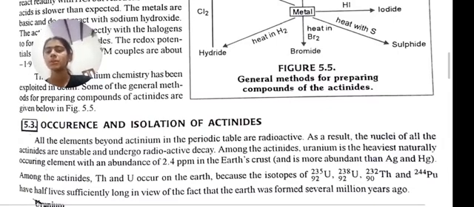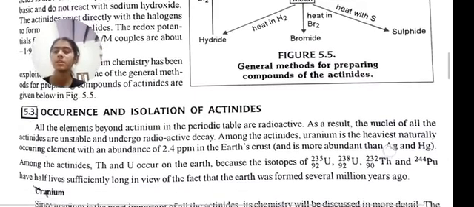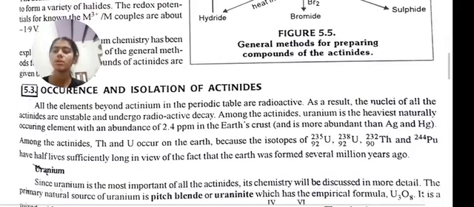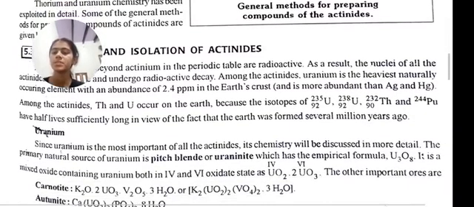actinides in the periodic table are radioactive. As a result, the nuclei of all the actinides are unstable and undergo radioactive decay. Among the actinides, uranium is the heaviest naturally occurring element, with an abundance of 2.4 ppm in Earth's crust. Among the actinides, thorium and uranium occur on the Earth. Uranium. Since uranium is the most important of all the actinides, the chemistry will be discussed in more detail.